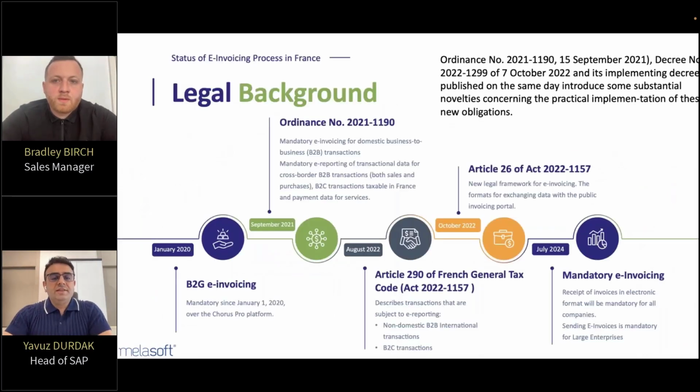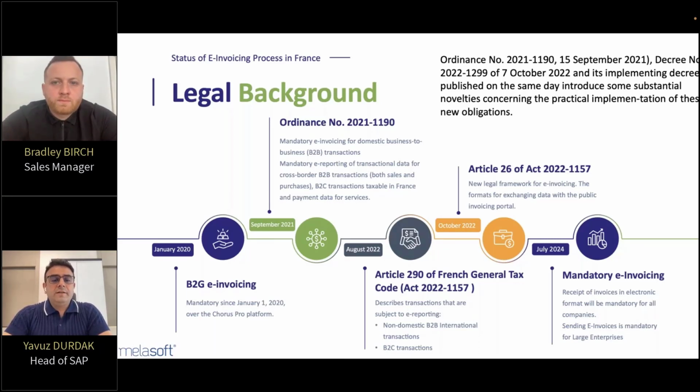In this slide, you see the legal background in France for the e-invoicing and e-reporting process. The process started in January 2020 with the B2B, B2G e-invoicing process. Business-to-government transactions became mandatory starting from the 1st of January 2020. And the Chorus Pro platform is used for this purpose.